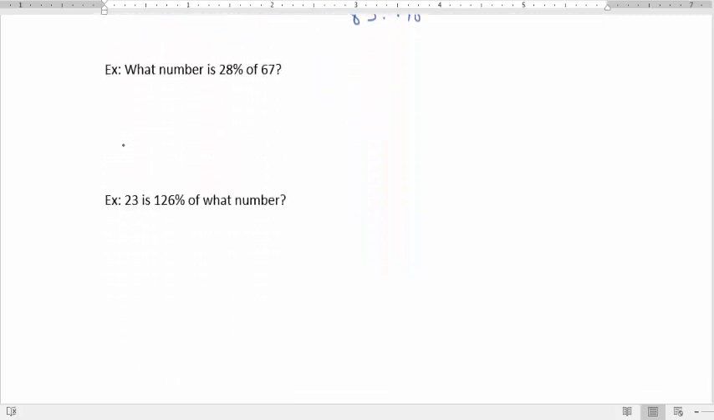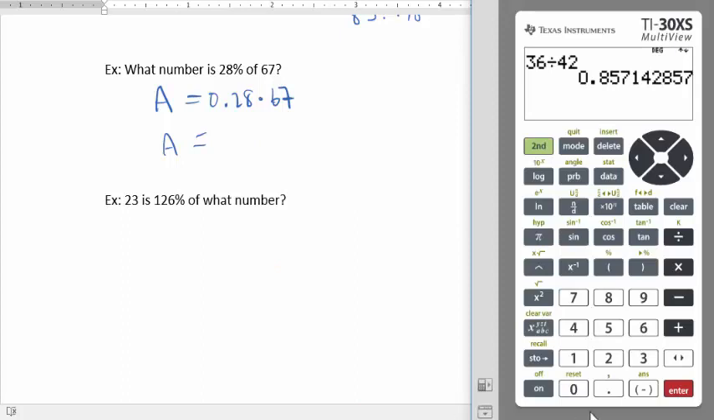And then similarly, what number is 28% of 67? So what number, that's going to be the A, "is" means equals, 28%, I would write as 0.28, "of" means multiplication, 67. So this one, there's no equation solving steps to do. It's just basically multiplication across on the right side. So if I do 0.28 times 67, I get 18.76.